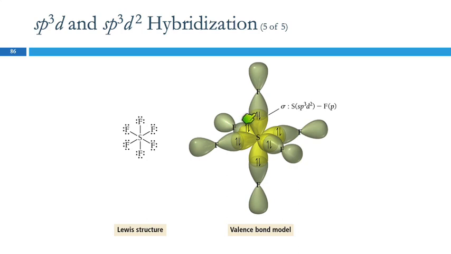Each of the hybrid orbitals will overlap with a half-filled orbital in one of the other atoms. Any questions?